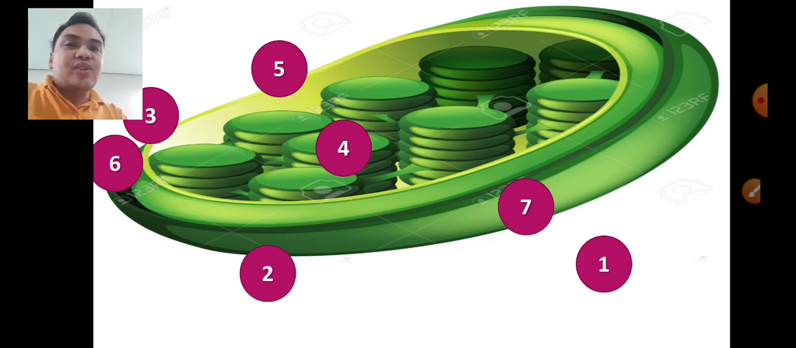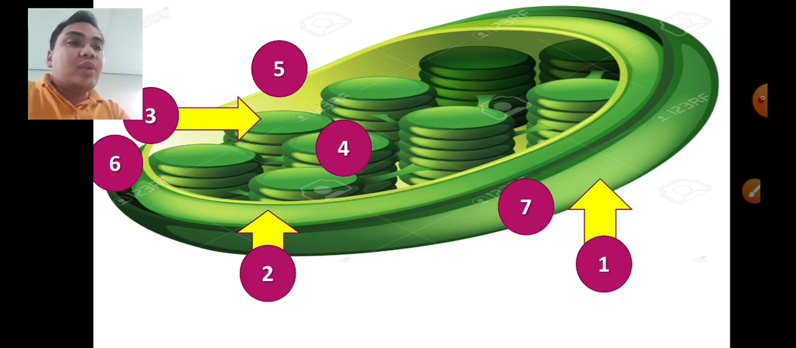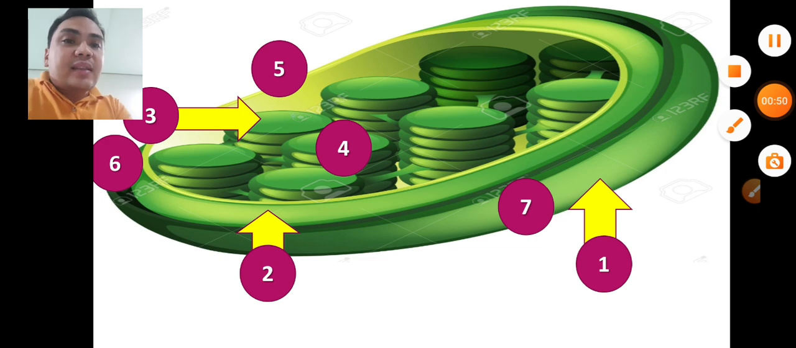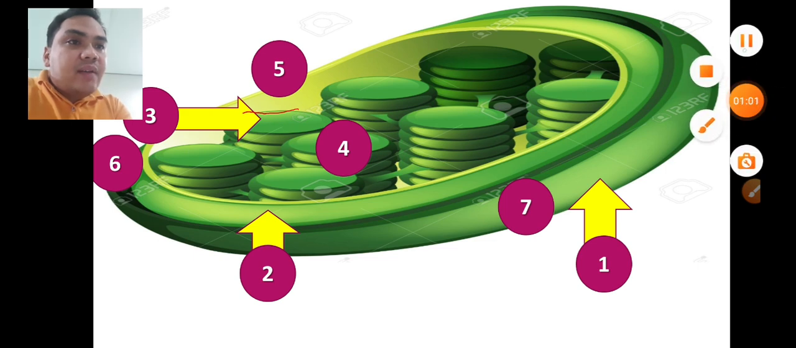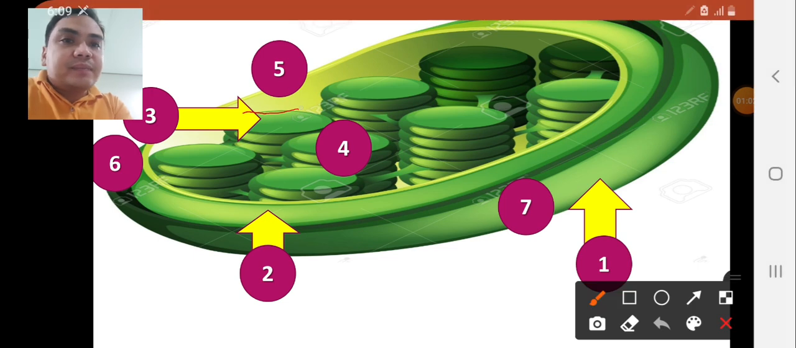In our illustration, there are 7 main parts that we can discuss in detail. The first one is the outer membrane. Number 2 is the inner membrane. Then for the third one, you observe that the third part of the chloroplast consists of flattened sacs.